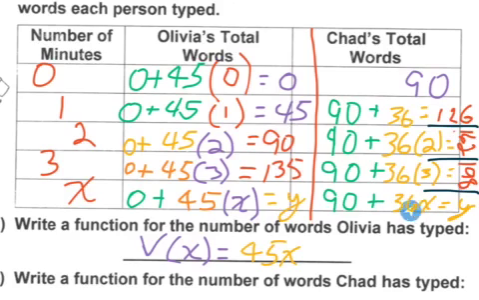Y equals 90 plus 36x. And over here for Olivia, we have y equals 45x. You could write the plus 0 part, like I did, just to illustrate, but it's not important. Okay, really, for Olivia, you could just write this function: V of x is equal to 45 words per minute times the number of minutes. Independent variable, number of minutes. Dependent variable, the total words typed. Okay. I'm going to clear this and go on down to the bottom.